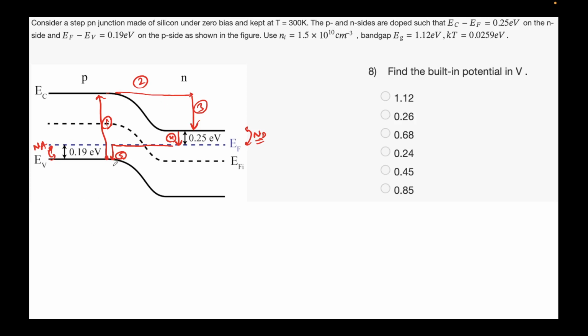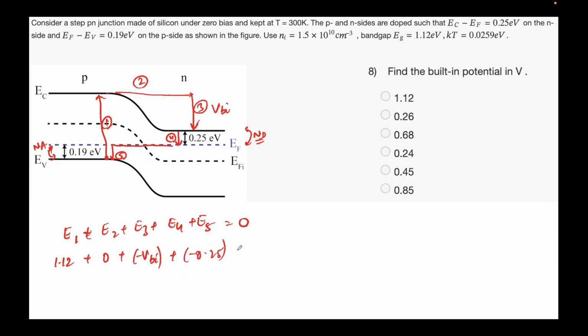So we have come a full circle, right? Now we can say that energy that is gained in one part, E1 plus E2 plus E3 plus E4 plus E5, should be equal to 0. On a round trip, the total energy should be 0, right? So what is the E1? You gained EG energy, 1.12. E2, no energy change, horizontal. E3, right? You lost some energy. How much? This is nothing but VBI, hence negative, minus VBI. E4, you dropped some more. How much? Minus 0.25. Everything is in EV, mind you.